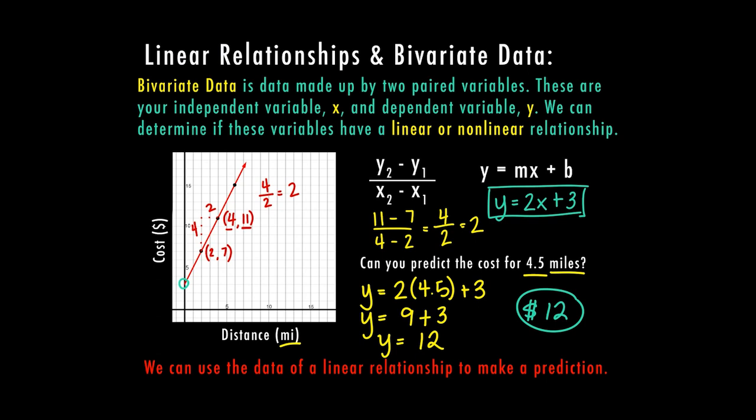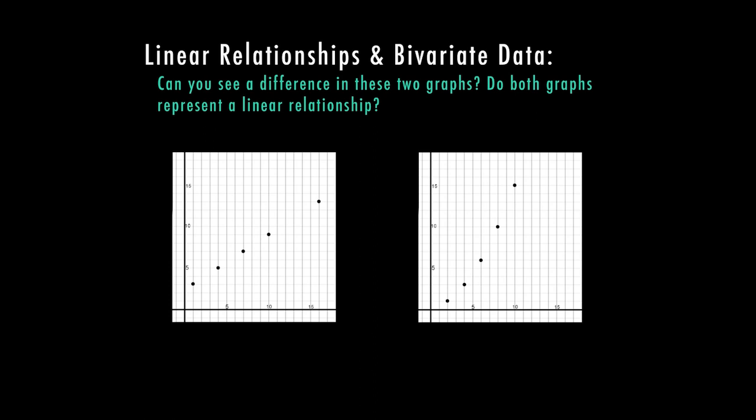I can also go to my graph, and if I go over to the 4.5, that's right in between the 4 and the 5 on the x, and go up to where the line crosses that point. I can see that right here. Then from this point, I can go straight across to my y, and at that place, I am at 12. So I know from the graph and from my equation that at 4.5 miles, the cost is going to be $12.